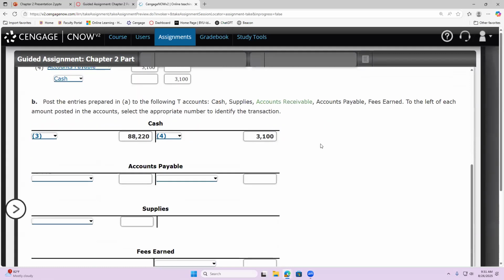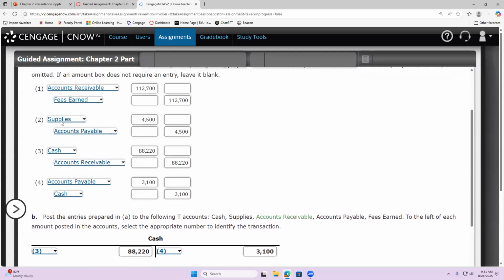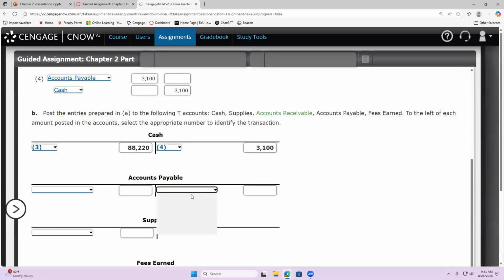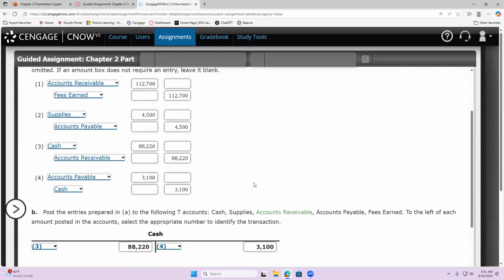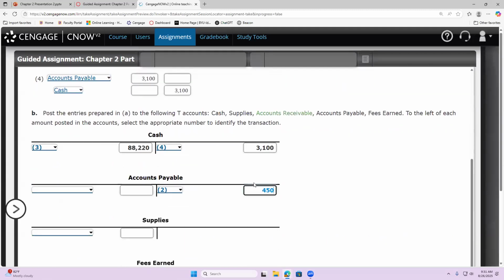All right. Accounts payable looks like 2 and 4. We did entries that impacted that account. So in number 2, we credited it 4,500. And then in transaction 4, we debited the account 3,100. So what would we say the balance of accounts payable is after we've done that?